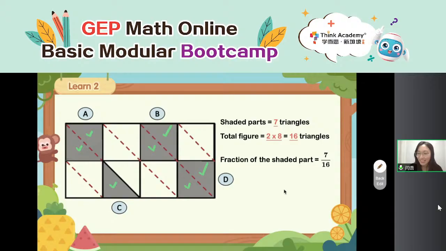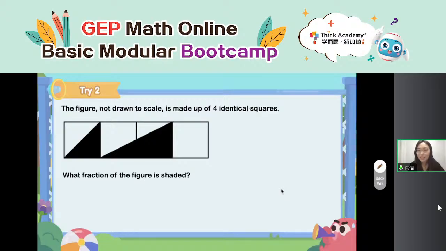Good job. I see some students answered that correctly. Very good. Easy? Still a bit hard? Yeah, to be honest, fraction is a bit of a challenging topic. And then let's move on here.